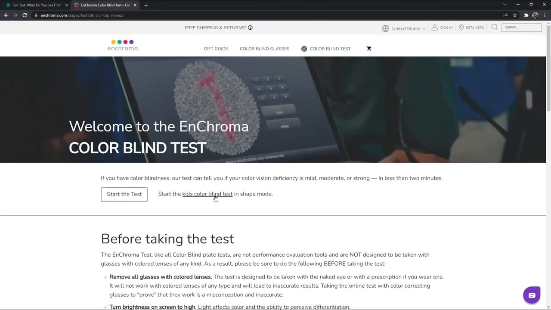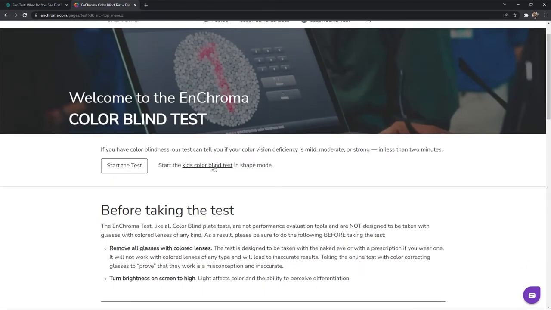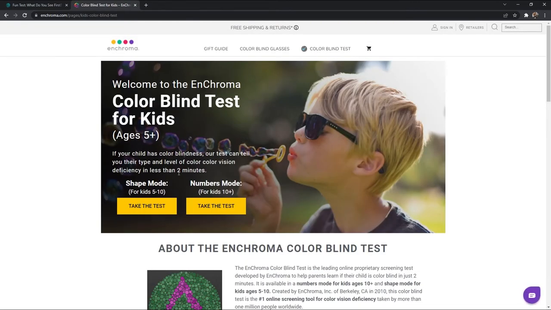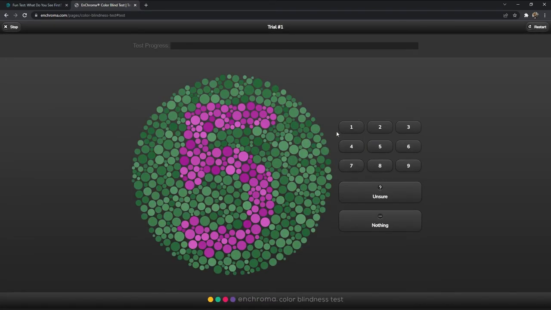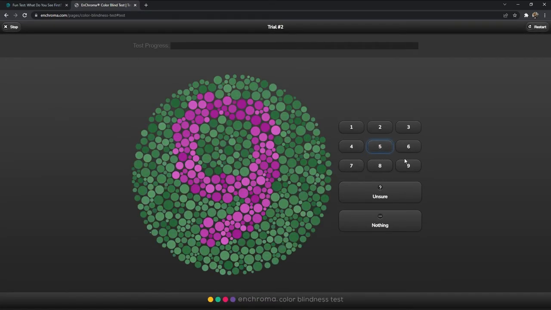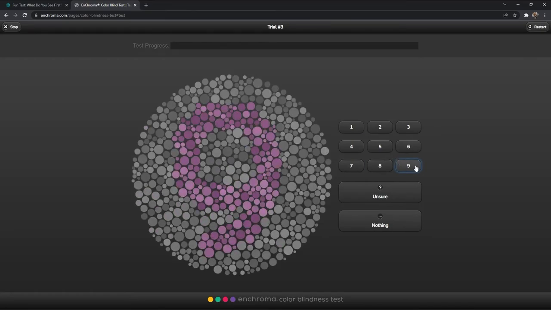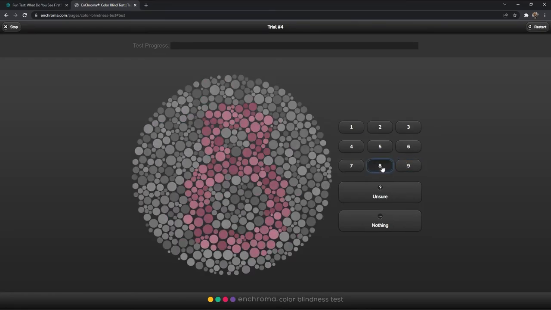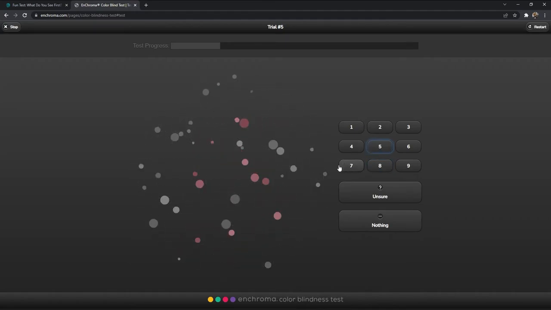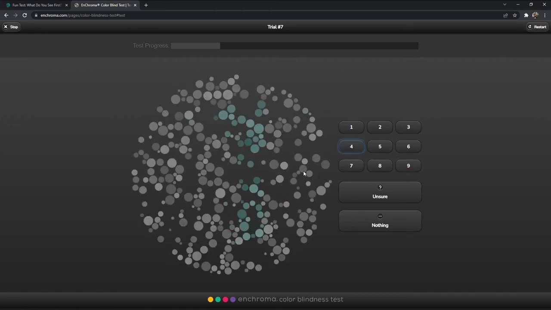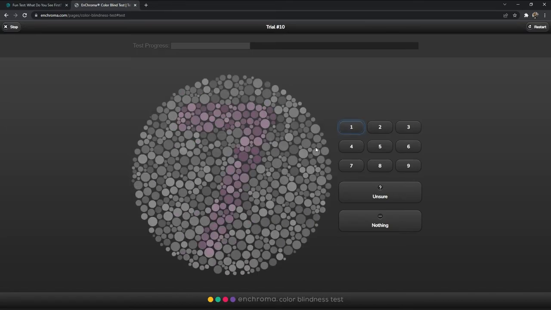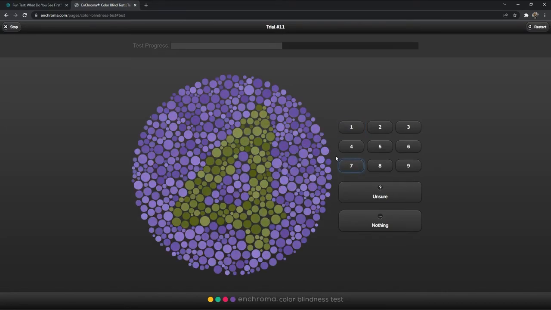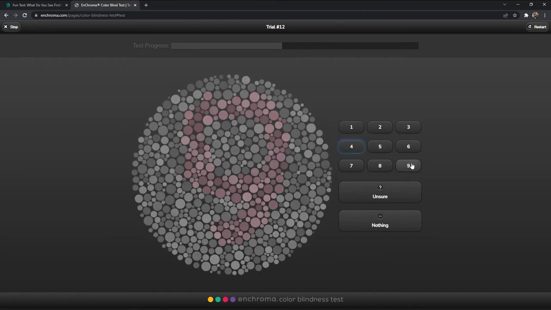Hey, maybe there's a kids one. Oh, we should do the kids one. Let's try the kids one. We're not even kids, but kind of qualify. Shape mode, number for kids. Five. It's the same thing. Yeah, but kids certainly have better vision, so I'm assuming they're gonna make it more difficult. Eight. Five. Nine. Four. One. Seven. I swear it was harder before. There's one I couldn't see. Now they can see all of them.